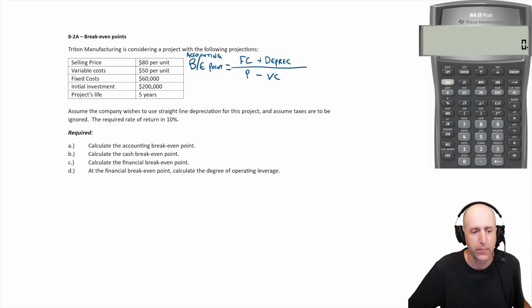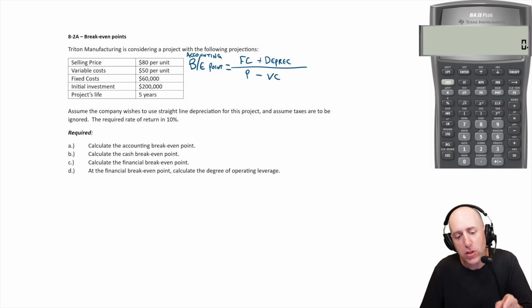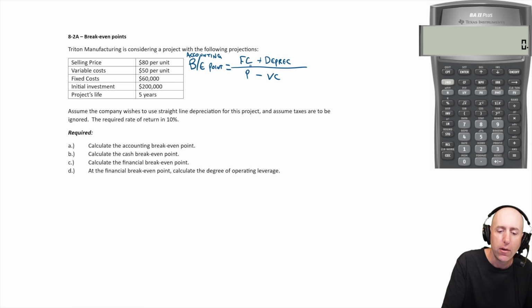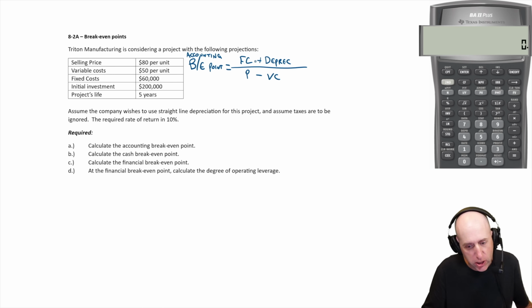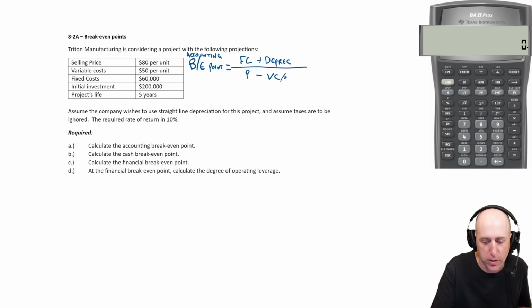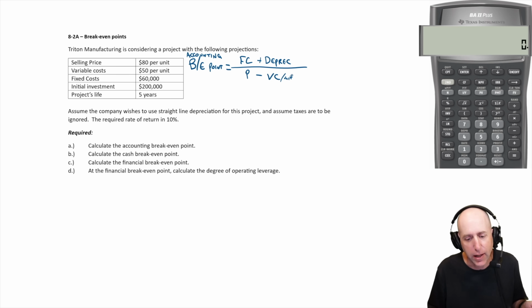Let's jump into problem 8.2a. We're doing break-even points again, and we've just done this. If you've done 8.1, you've seen the accounting break-even point: fixed costs, including depreciation, divided by the price minus the variable cost per unit. And this is called the contribution margin in accounting jargon. So let's jump through the problem.